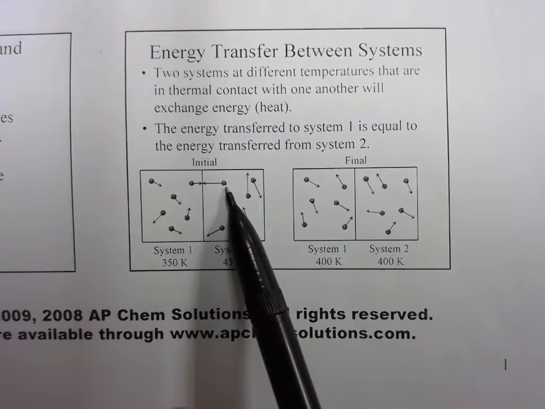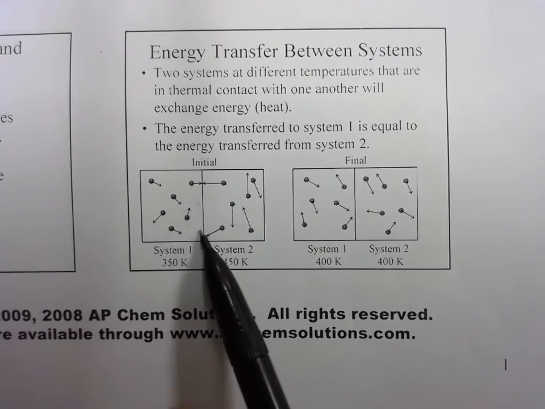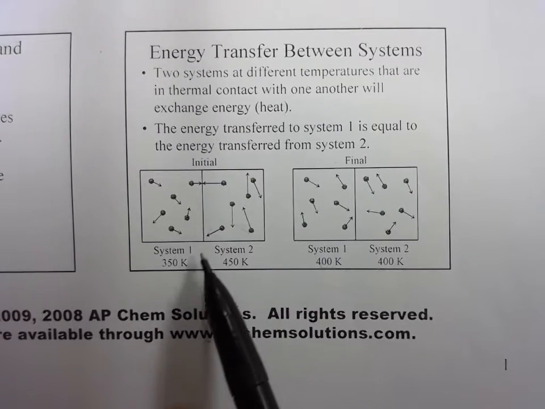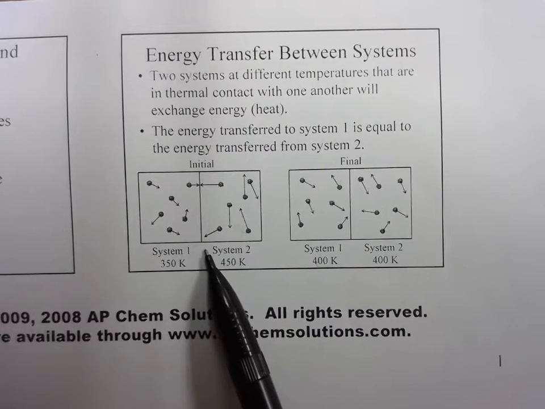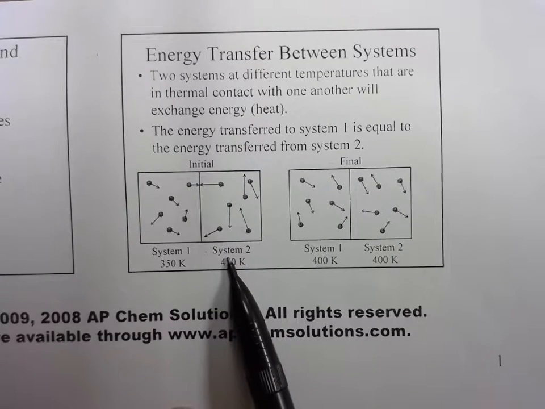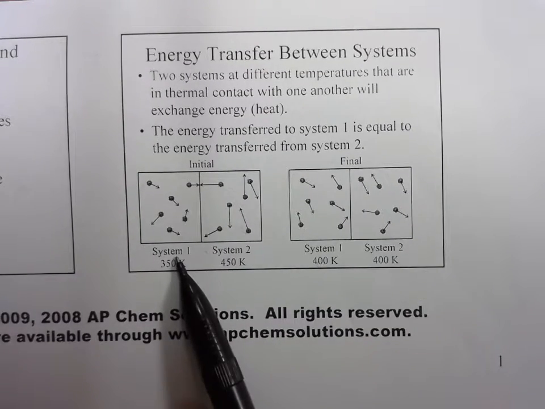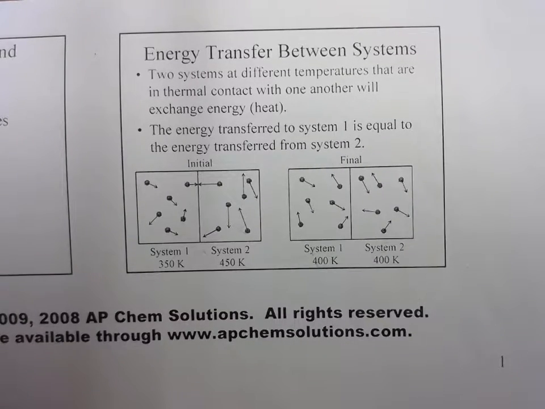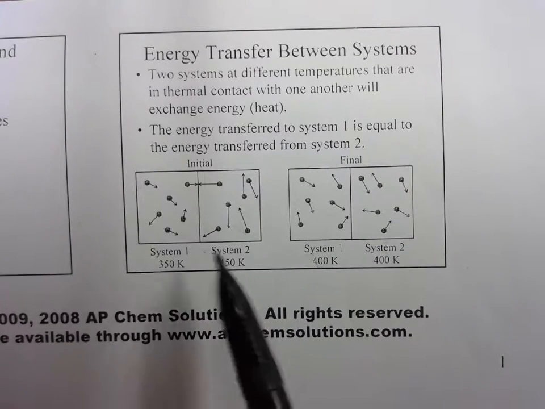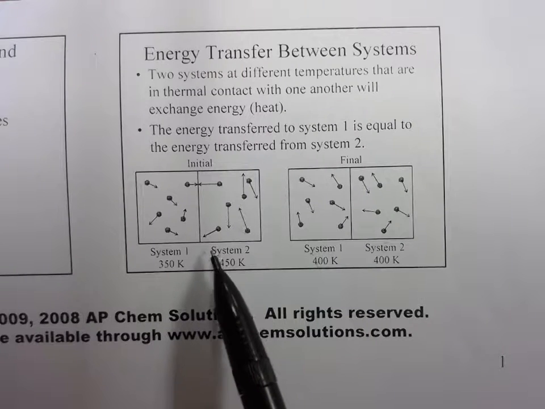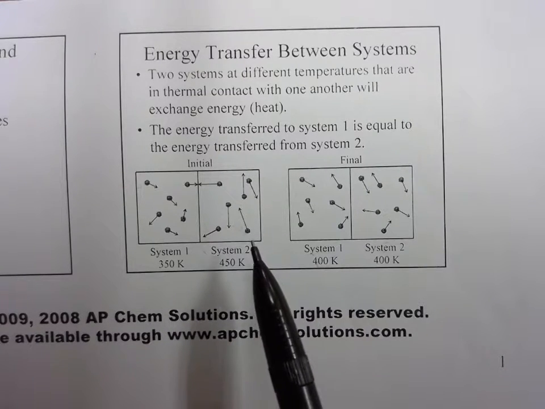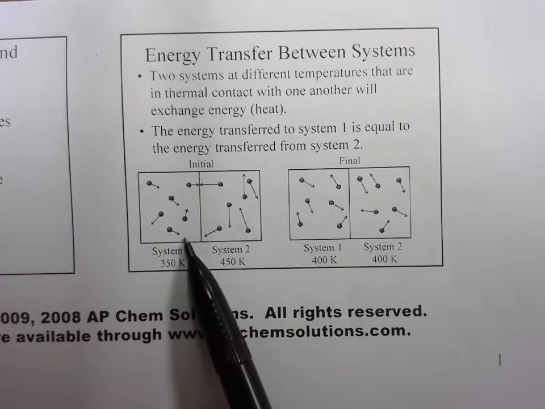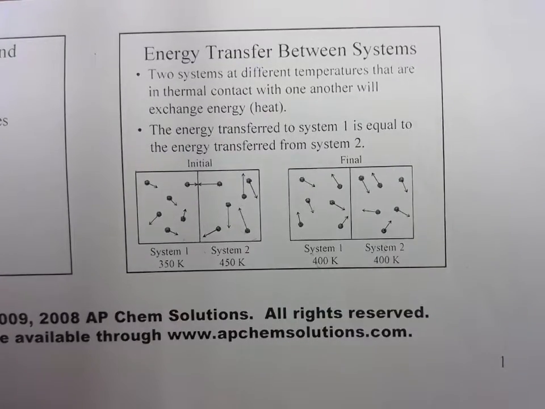Energy transfers when these particles collide with the barrier, okay? And that's what makes it heat transfer by conduction. So your energy is transferred from system 2 into system 1. Eventually they reach equilibrium where both systems are at the same final temperature. It's important to remember that all of the energy that gets lost by system 2 is gained by system 1, right? And that's our conservation of energy.